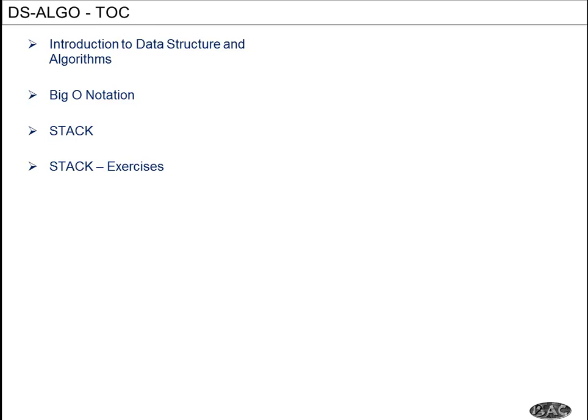In this course, we'll cover various topics. First, we'll understand what exactly data structure and algorithm is, in a very brief overview, and then we'll cover a concept in algorithm analysis called big O notation. What exactly is this? Then we'll move on to our first important data structure called stack. We'll see some exercises in stack.